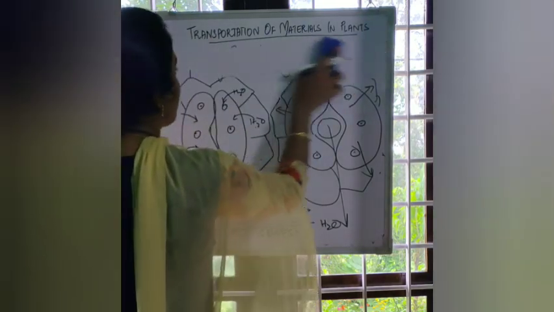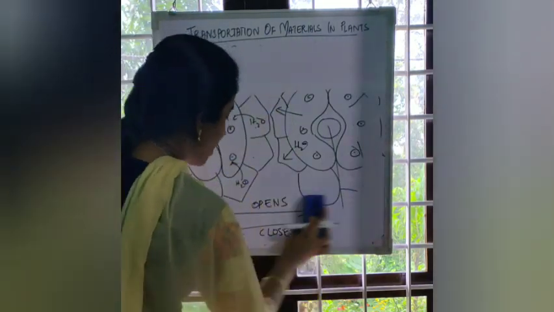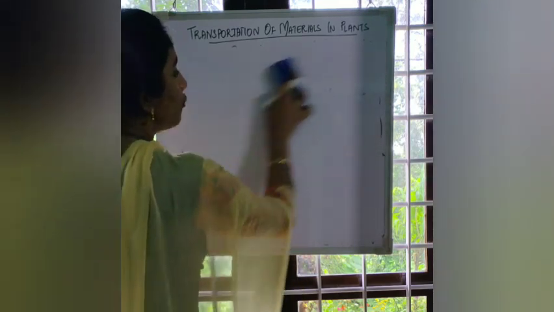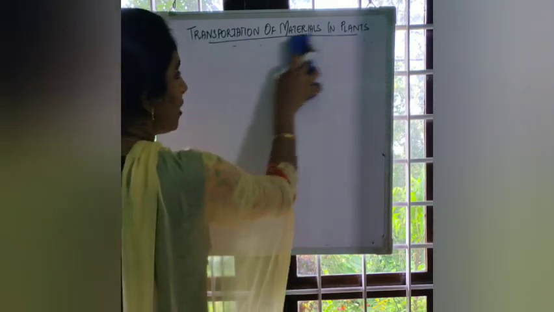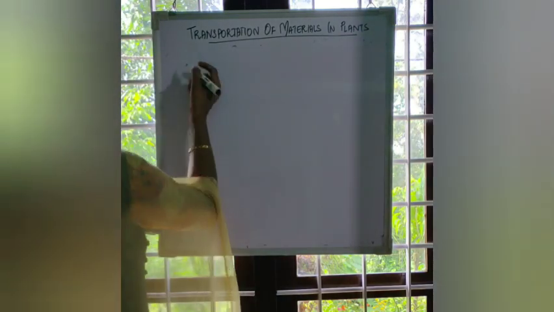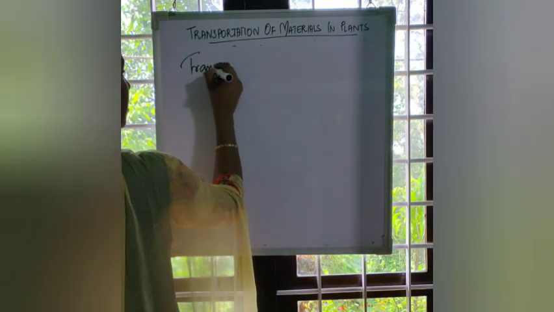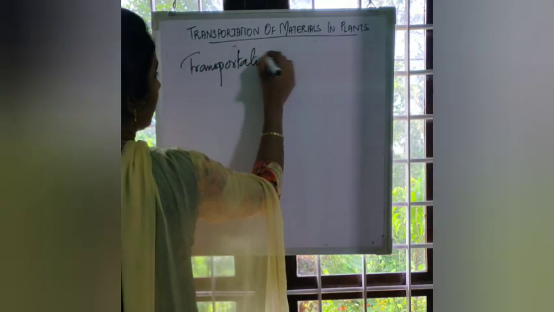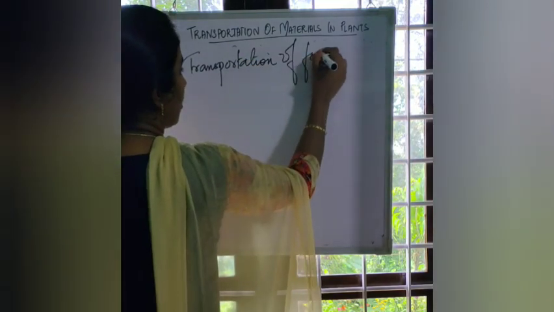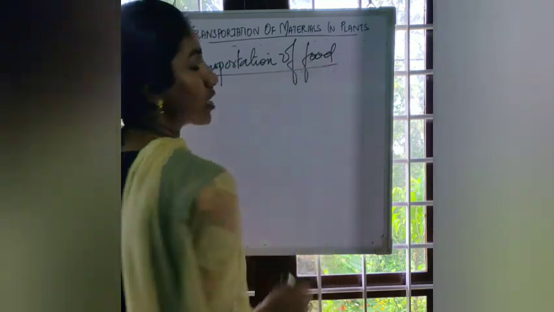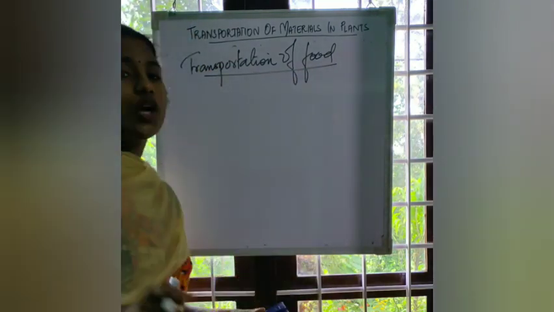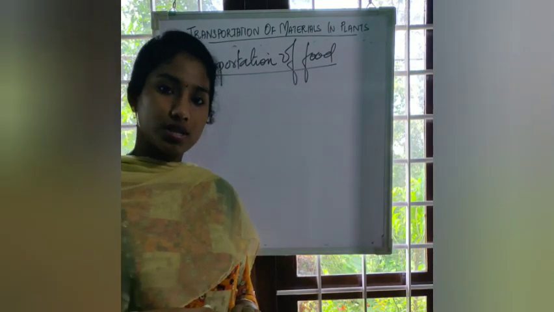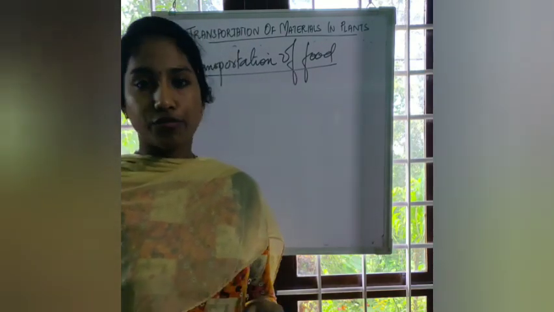So that was with the transportation of water in plants. Now what is left is transportation of food in plants. Transportation of food. All the organic food is prepared in the leaves by the process of photosynthesis. This food is in the form of glucose.